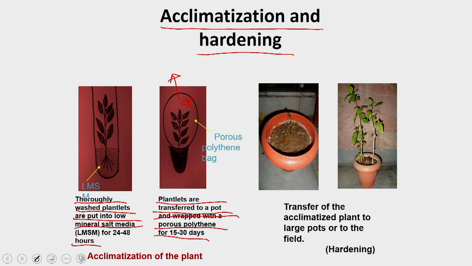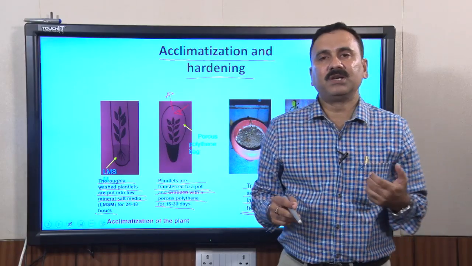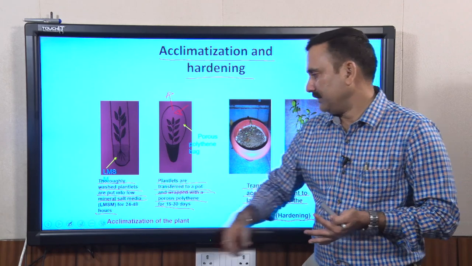And then you can transfer the acclimatized plant to a large plot or to the field. Once you transfer them to the large plot, they will get acclimatized not only to the environmental conditions, they will also get acclimatized to the microorganisms as well. And then once you are sure that they are surviving in the pot, you can transfer them into the fields for other kinds of downstream applications related to plant tissue culture.